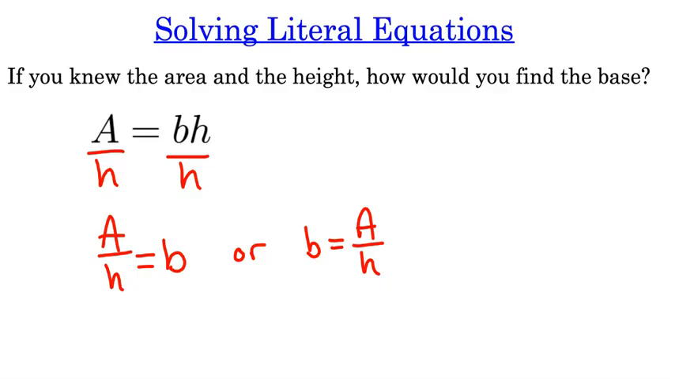The advantage of this: imagine you had a set of problems where you were solving for the base of different rectangles after you were given the area and the height. By rearranging the formula first, now we can plug into this new formula, get the answer for each of those questions more directly with less time and effort. So that is the advantage of knowing how to solve a literal equation. Our goal is to rearrange the formula to solve for a specified variable. In this case, it was the base B.